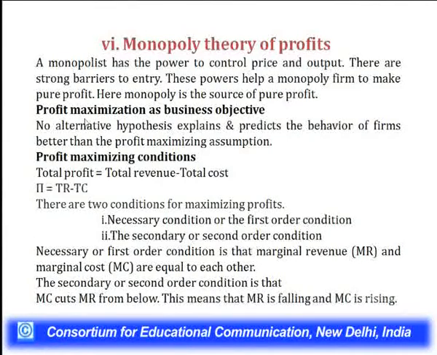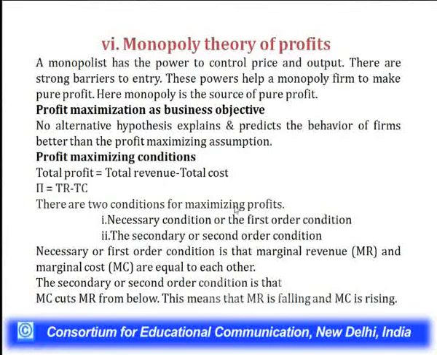Now we see how profit maximization is the main objective of business firms. No alternative hypothesis explains and predicts the behavior of firms better than the profit maximizing assumption. What are the profit maximizing conditions? Total profit is equal to total revenue minus total cost. Symbolically, pi, the profit, is equal to TR minus TC.